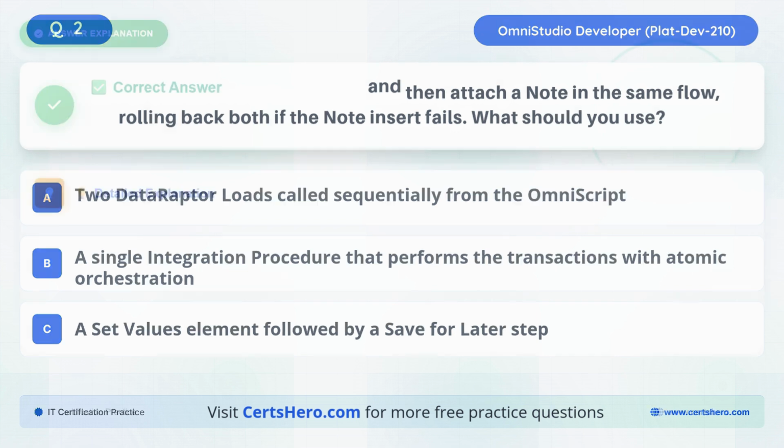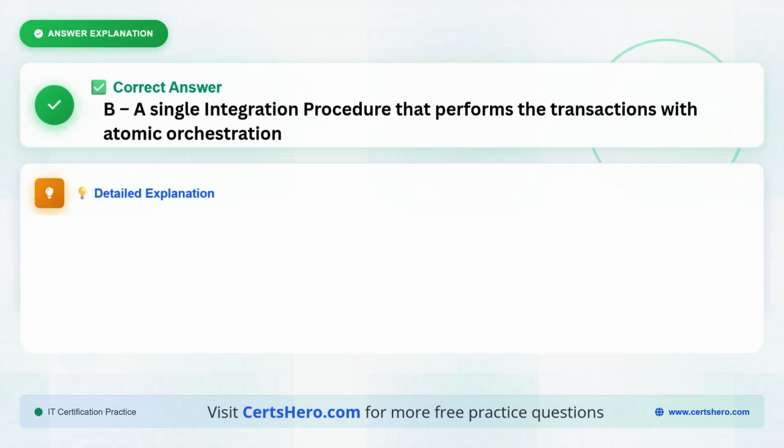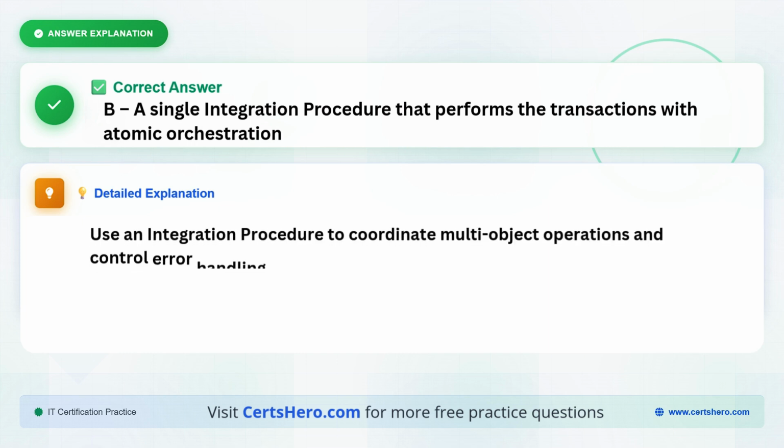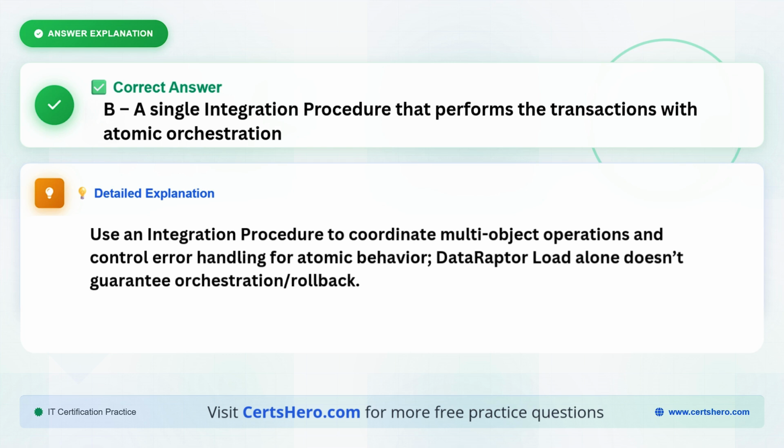The correct answer is B. A single integration procedure that performs the transactions with atomic orchestration. The reasoning here is that you use an integration procedure to coordinate multi-object operations and control error handling for atomic behavior. DataRaptor load alone doesn't guarantee orchestration or rollback.